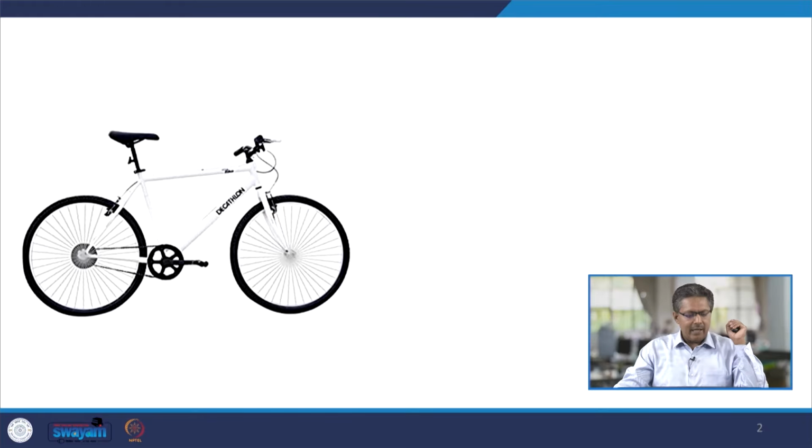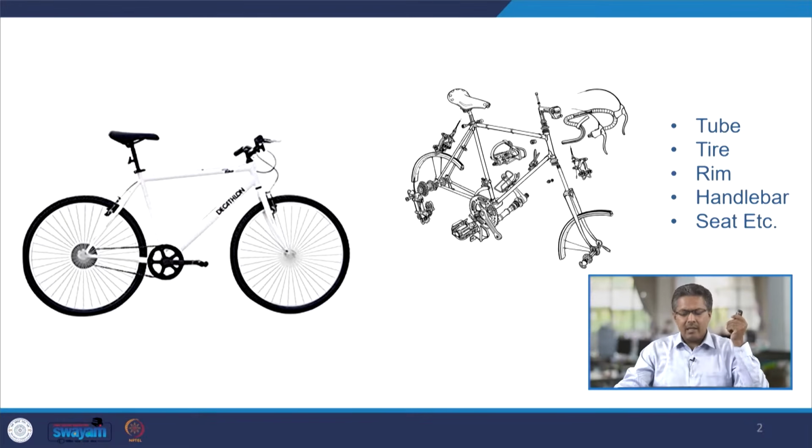So, let us look at this. This is a cycle, right, we all can see a beautiful cycle. But when we talk about a cycle, the first thing that comes to our mind, if you are an Indian, is a Hero cycle or a BSA SLR cycle or Avon cycle. But do we even think about how this cycle is made and what comprises this cycle, right?